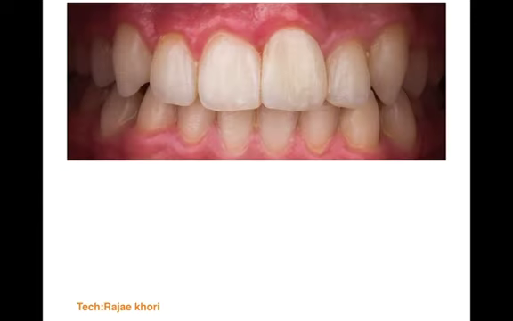and the veneer is placed. So now you can see the result. We have nice teeth. Only one veneer is placed on the upper left central incisor. So the key point to have a successful treatment is to do proper planning from the beginning. You need to focus on the amount of space available.